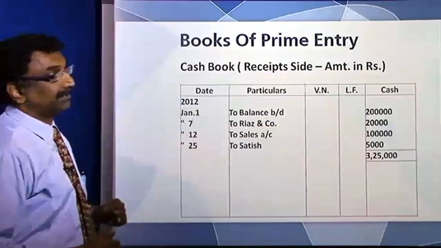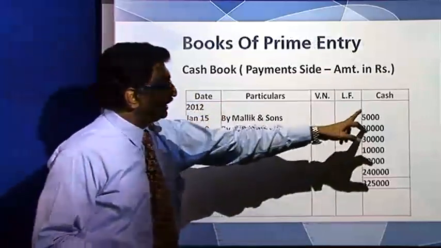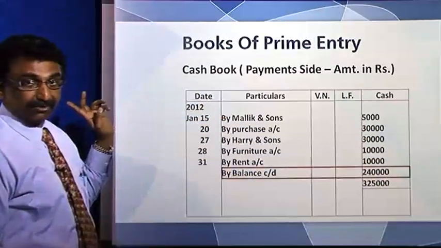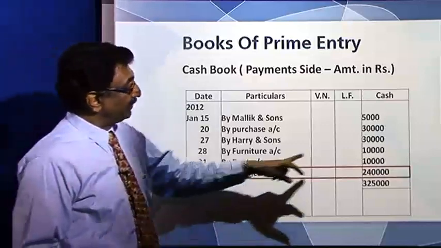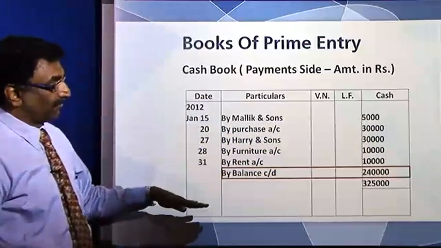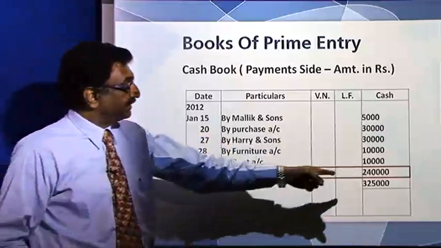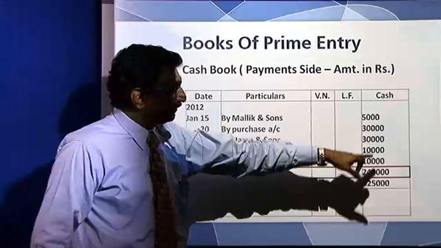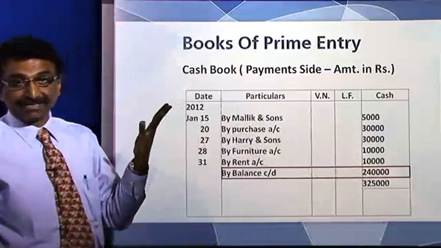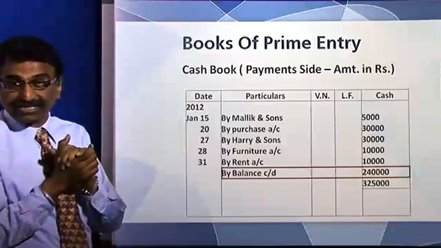Then we go to the payment side of the cash book, where these are the various payments that we made, as recorded here. Now we know that 325 was the total receipt we had, and we have total payments of this amount. The balance amount at the end of the month is carried forward or brought down and taken as the opening balance for the next month. This is a balancing amount, which is the amount that I carry forward so that both sides, the receipt side and the payment side, match at the end of the month. So this is broadly how a cash book is maintained.